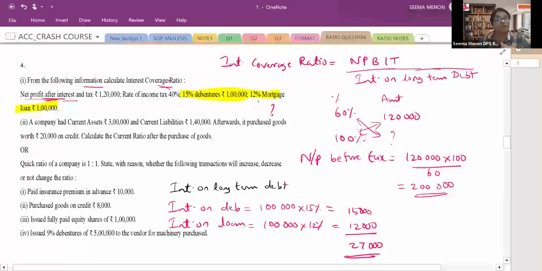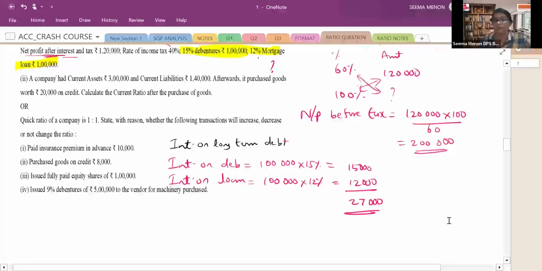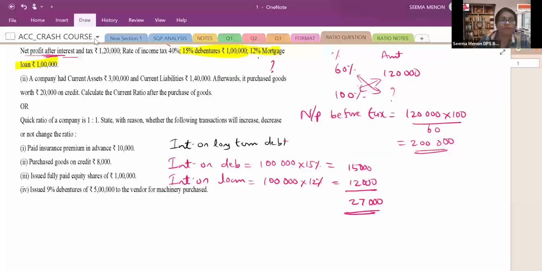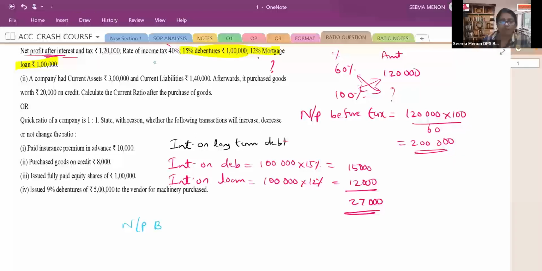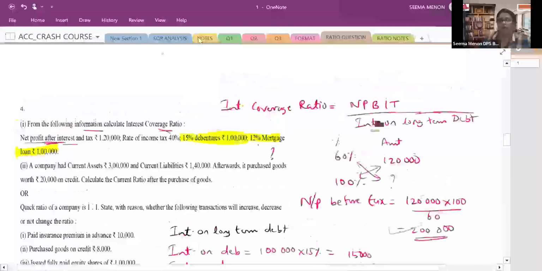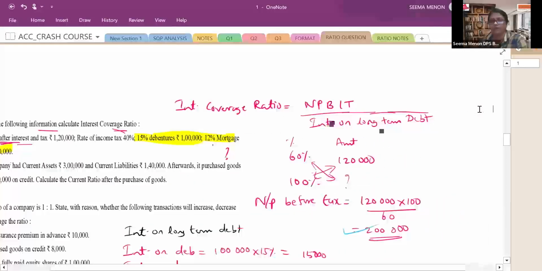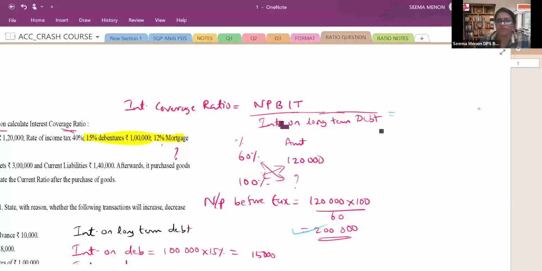What to find out? Net profit before interest and tax. So, here you will write again, net profit before interest and tax. Already we found net profit before tax. So 2 lakh plus what is your interest? Interest amount is 27,000. So the total will be 2,27,000. This comes in our formula. You can see here that net profit before interest and tax is equal to 2,27,000.